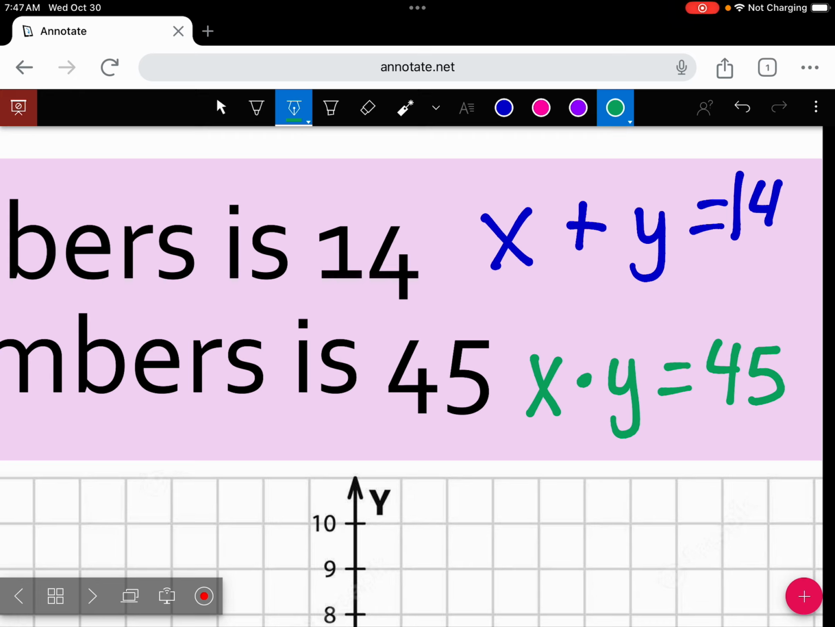All right, so what we can do with this, when we have problems like this, which is actually a system of equations, I want to take these two equations and smash them together. What could we do? Think systems of equations. We just had a chapter test over this.